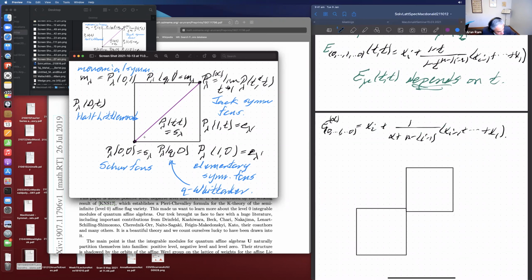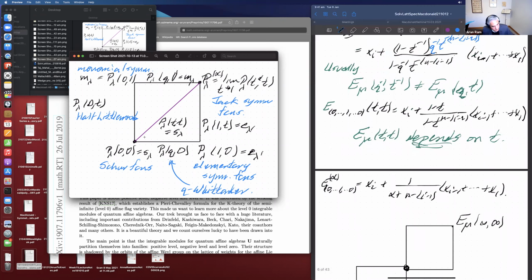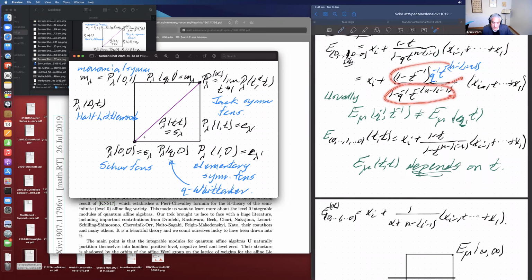Great. And those 2 points are exactly matching, of course. And here I have E mu 0, 0, and here I have E mu 1, 0, and here I have E mu infinity, infinity, which is what you get when you write your polynomial in terms of Q inverses and T inverses, and then set Q inverse and T inverse to 0.